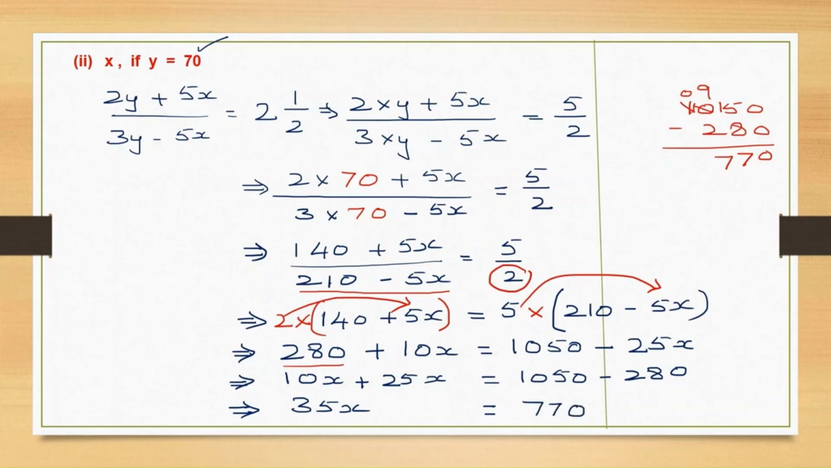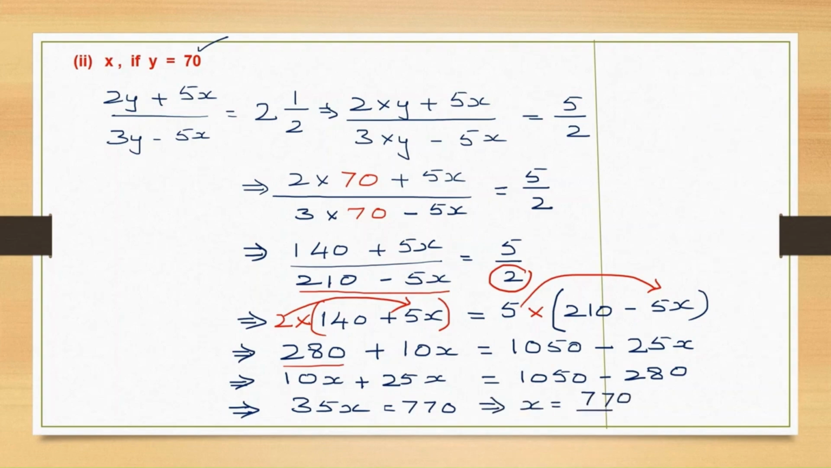770. Now 35x is 770. So how much will x be? So x will be 770 divided by 35. So let's do that division. 770 divided by 35.